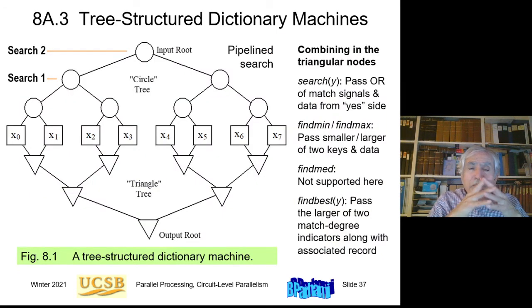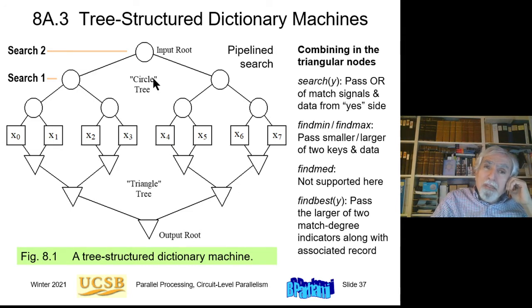Okay, now in the early 1980s, this dictionary machine architecture was proposed. It's not a very practical proposal, but it's very interesting from a theoretical standpoint, and we can convert it into a practical design with some modifications in it.